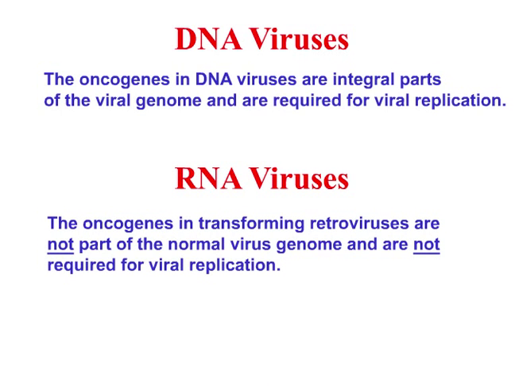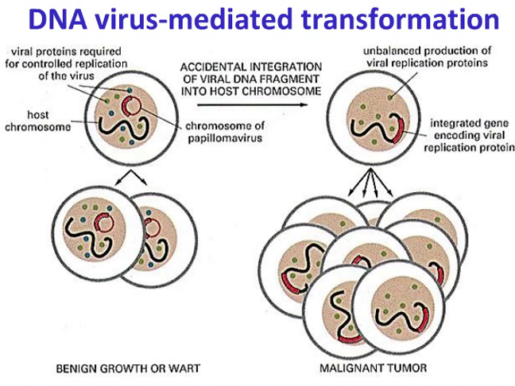RNA viruses, on the other hand, integrate their genome into the host cell's genome. The oncogenes in these transforming retroviruses are not part of the normal viral genome. They are not required for viral replication. These sequences are extraviral DNA information that, when expressed, cause transformation of the infected host cell.